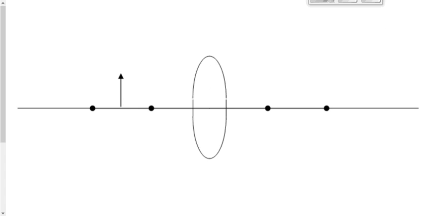You guys saw yesterday that there are two kinds of lenses. Lenses are a great application of refraction because they bend light in a specific way to produce specific, predictable images. The two types of lenses were convex and concave. This is a convex lens. It's thicker in the middle than it is at the edge.